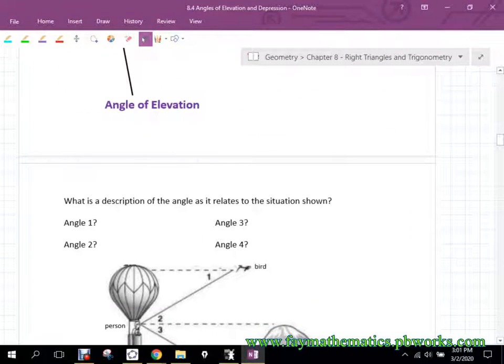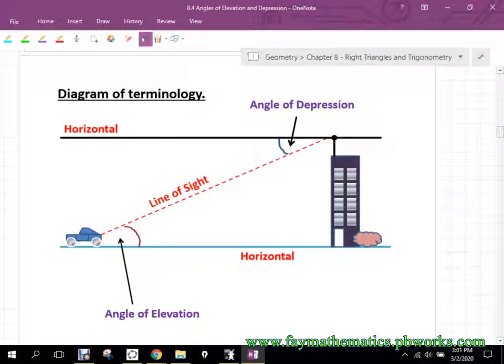Every picture that we come across, I don't care what the context is. I don't care if it's a person in a truck looking at the top of a building, somebody in a hot air balloon looking down at the ground, or someone in an airplane looking down at a sailboat, okay? Whatever it may be, you can always break the scenario down to a picture such as this. Here, I'm gonna put this line in right here. That line right there would be the same as that one there. Does that make sense?